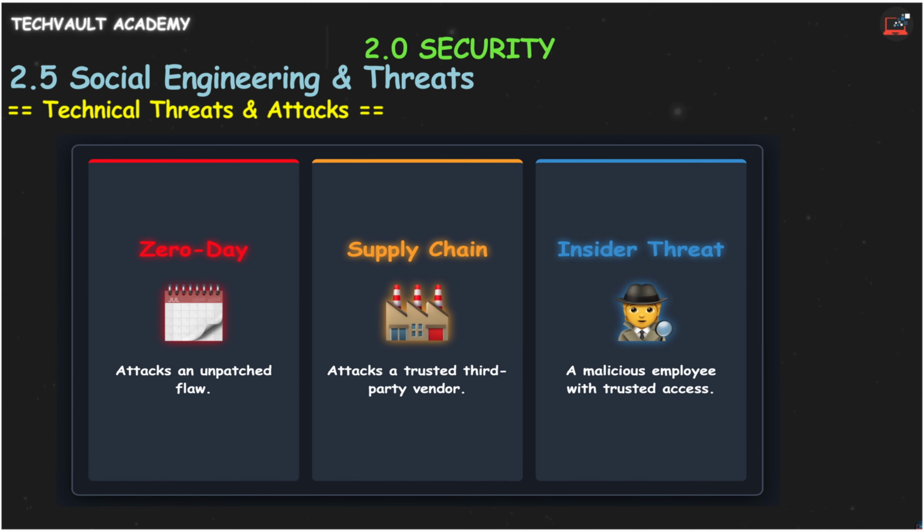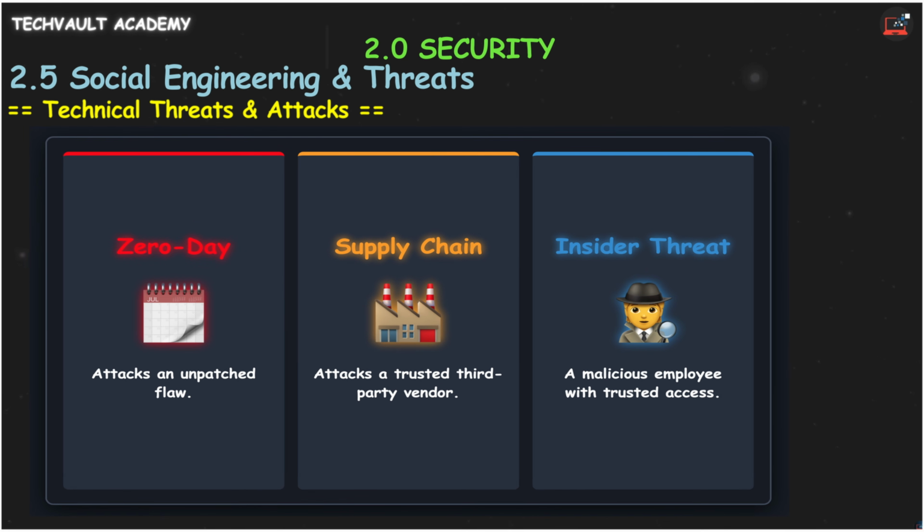A zero-day attack is an exploit for a vulnerability that the software vendor has just discovered and has had 0 days to patch. A supply chain attack is when attackers compromise a trusted third-party vendor to get to their real target, like hacking an HVAC company to get their VPN credentials for a major retailer. And never forget the insider threat, a malicious employee who already has trusted access.